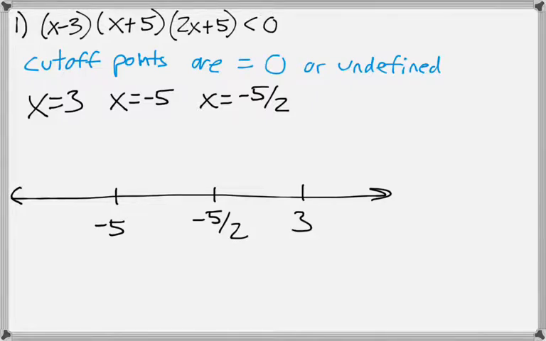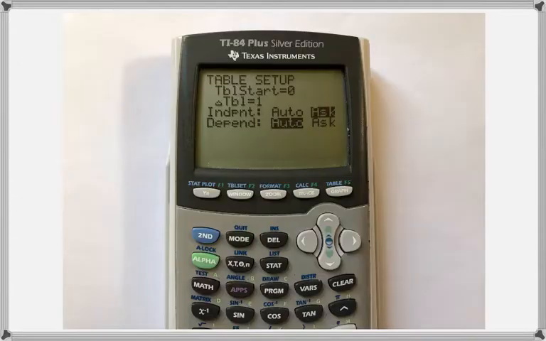Okay, so I need to now make test points. And I actually want to use the table command on the calculator. To use the table command, I took some pictures of my calculator. First we need to get our table into the right mode. If you do second and then window, it'll take you to table settings. You want to make sure that your independent variable is set to ask and that your dependent variable is set to auto.